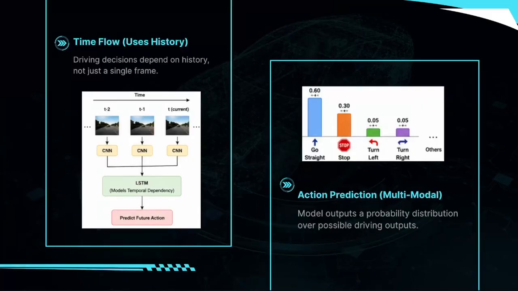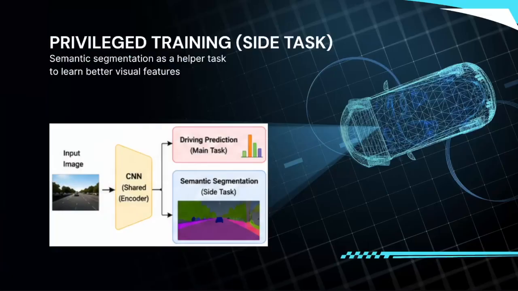Here are some unique characteristics of their model. It remembers past information. Its decision depends on history like previous frames and motion. It doesn't depend on just a single frame of the current video. It also doesn't just predict one action. It can output probabilities. For example, 60% to go straight, 30% stop. This is useful because in real driving, there are often multiple valid actions. Privileged training, a side task. This side task helps the model learn a much better internal representation of the world.